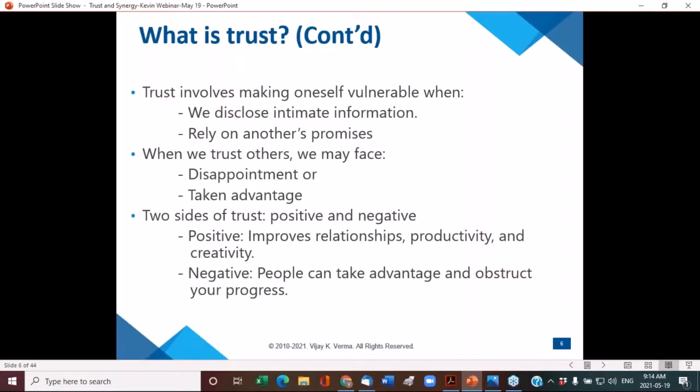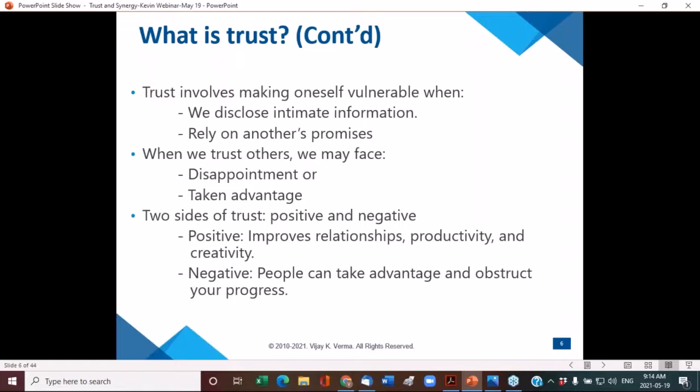There are two sides of trust. As I said before, should you trust or should you not trust? Well, the positive side of trust, and that's why managers need to develop trust and synergy among their people, is that it improves relationships, it makes communication easy, it increases productivity and creativity, because you are showing confidence in them as well as faith.